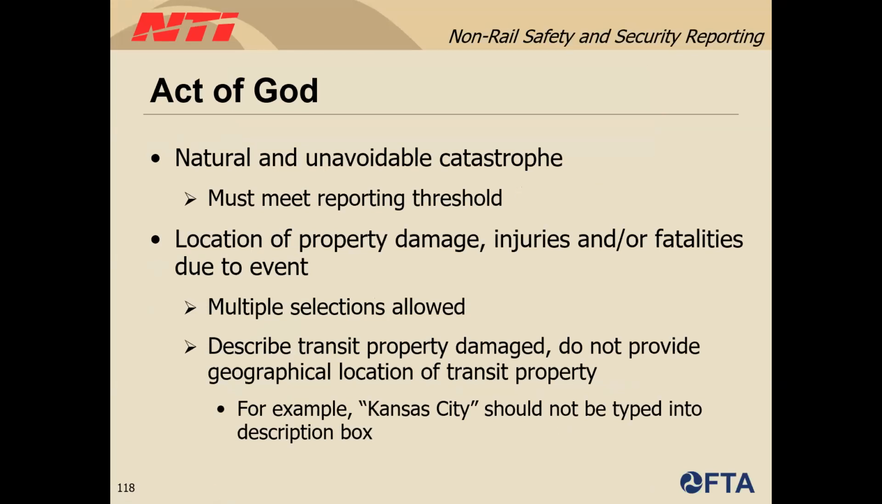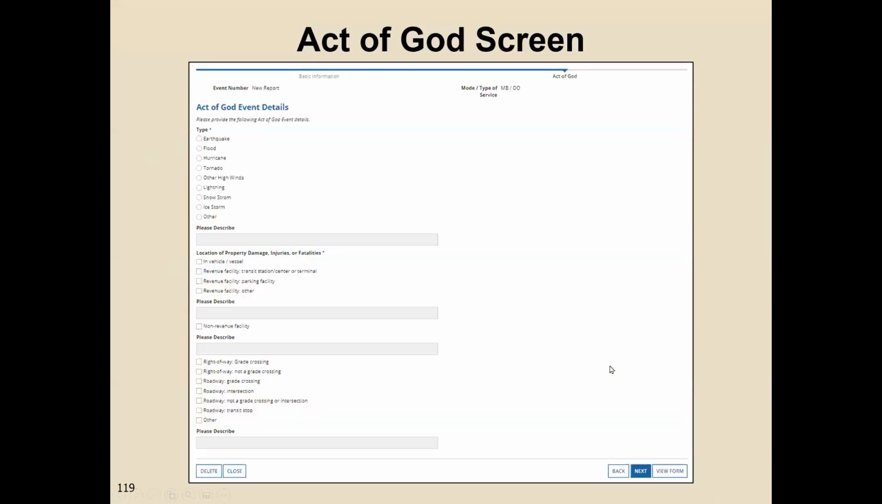Acts of God are natural and unavoidable catastrophes that affect the transit environment. Select all locations of property damage, injuries, fatalities, and evacuations. And this is the one form that you'll be able to choose multiple locations for. For example, the location should indicate the property or the properties that were damaged and not just the geographic location, such as the name of the city. This is a screenshot of the Act of God screen.